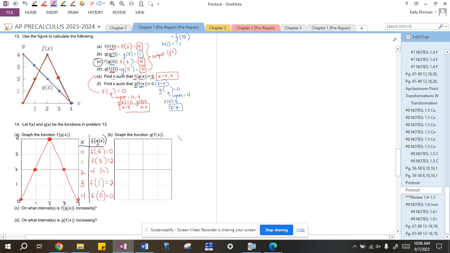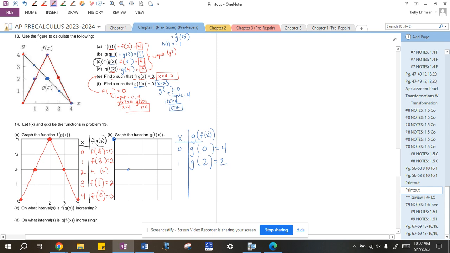Go the other way. When I'm graphing weird things, I'm a big fan of tables here. So let's start with 0. G of what? When we plug in 0 for f, we get 0. So what's g of 0? 4. Plug in 1. What's f of 1? F of 1 is 2. What's g of 2? 2.